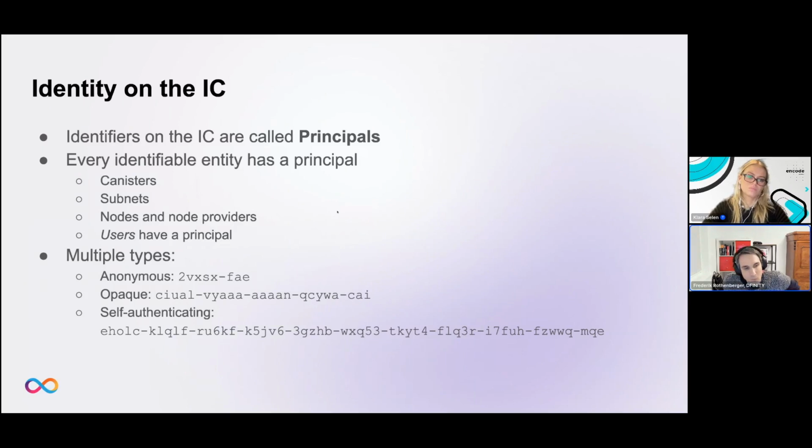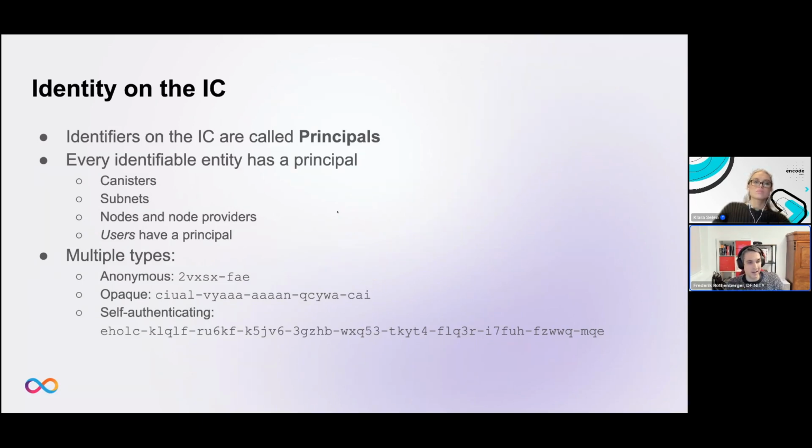Right. Now, we want to look at how the IC in general handles identity in a little bit more detail. So identifiers on the IC are called principals. So everything that you can identify somehow, each entity has an assigned principal. And this is how, as a canister developer, you would also identify whoever sends you canister calls, for example. So canisters have principals, subnets have principals, nodes and node providers have principals, and most notably, also users have principals. And we have, on the IC, multiple types of principals. So there is a fixed value anonymous principal, which of course isn't that interesting.